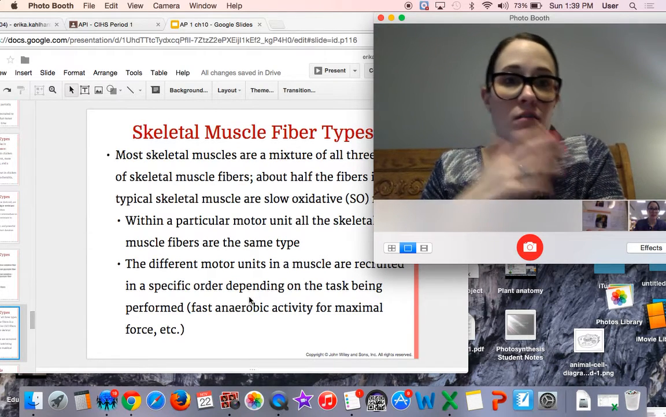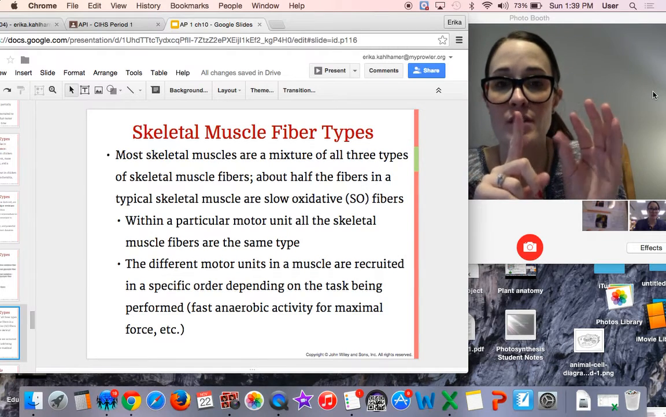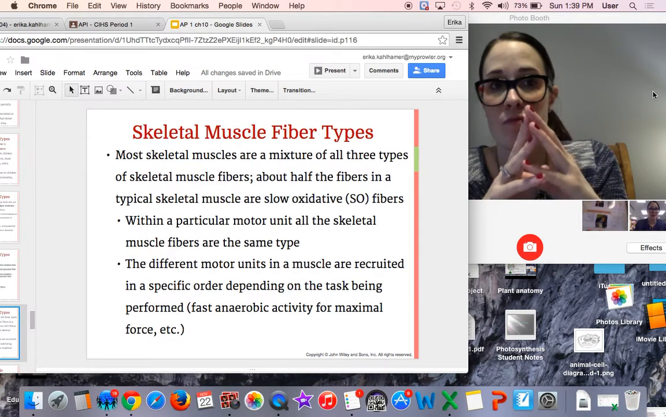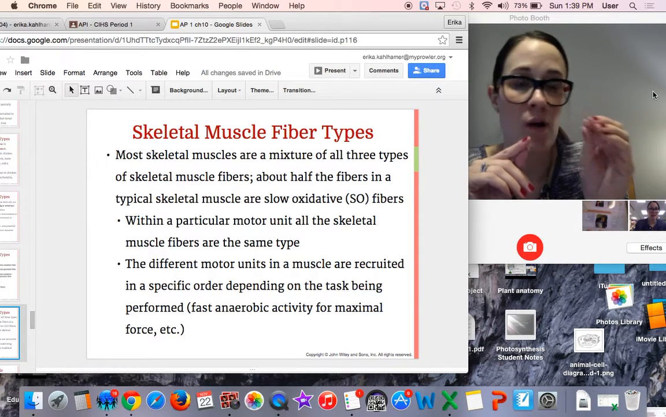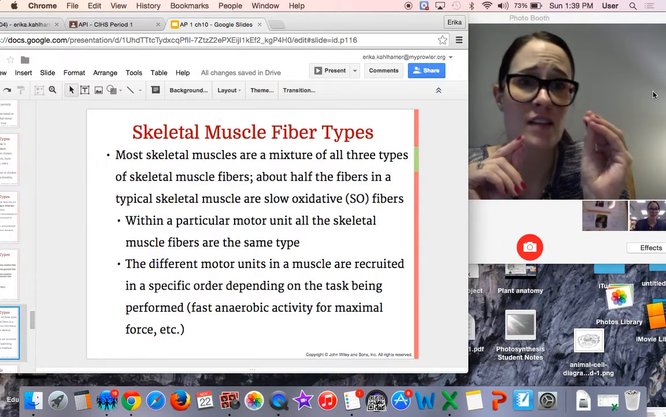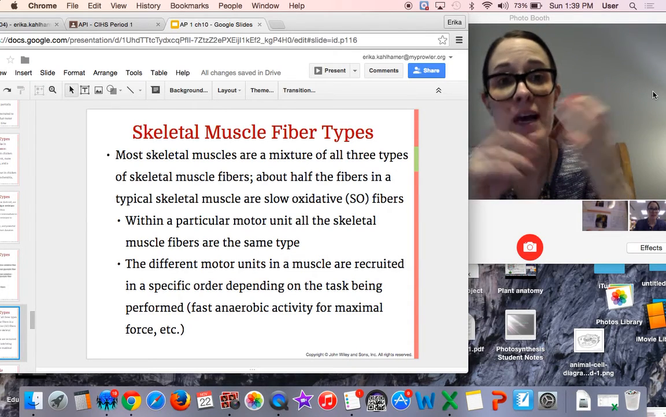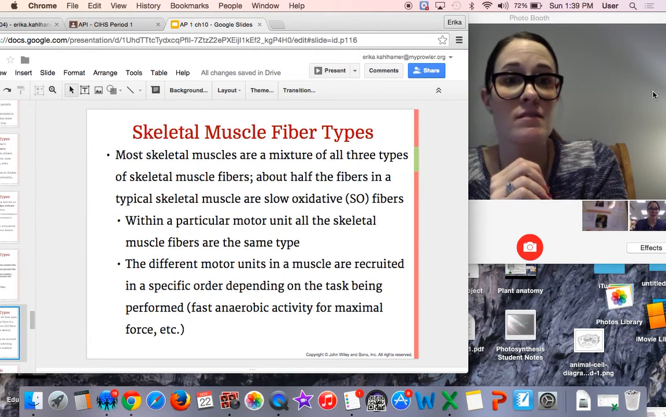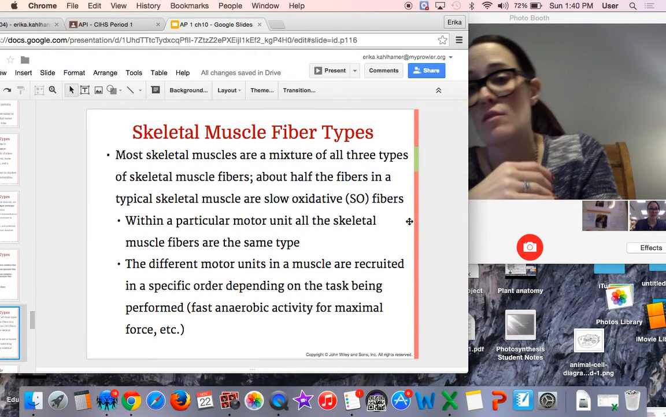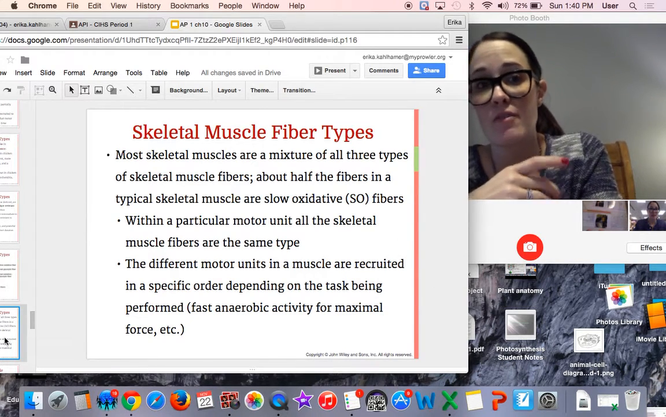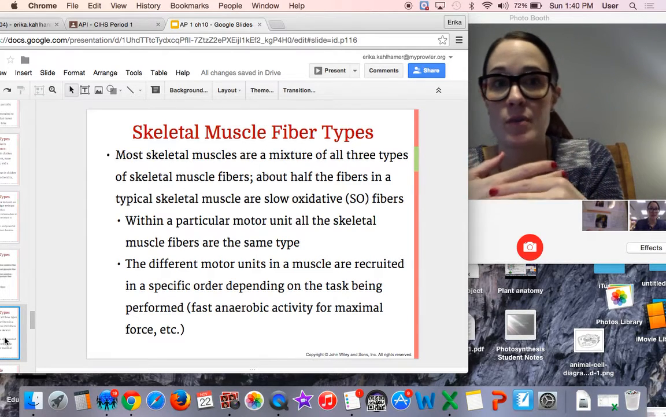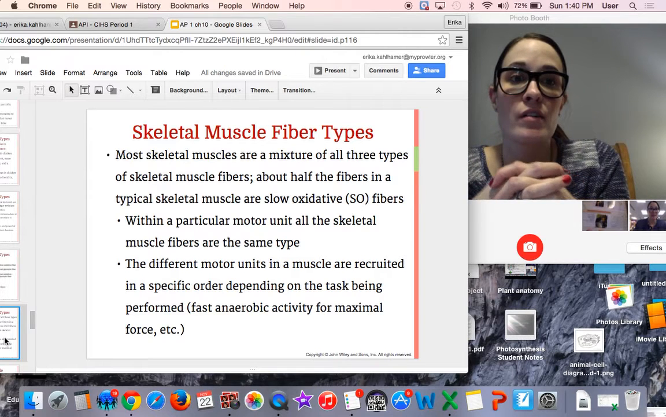Also, a cool thing about muscle fibers and the motor units, they are recruited in a specific order. So fast glycolytic or slow oxidative or fast oxidative glycolytic can be recruited to help in an activity depending on what kind of activity is needed to produce work. So they can be recruited at different times. Fast activities, like I said, sprinting, obviously we're going to recruit muscles that are fast glycolytic first.